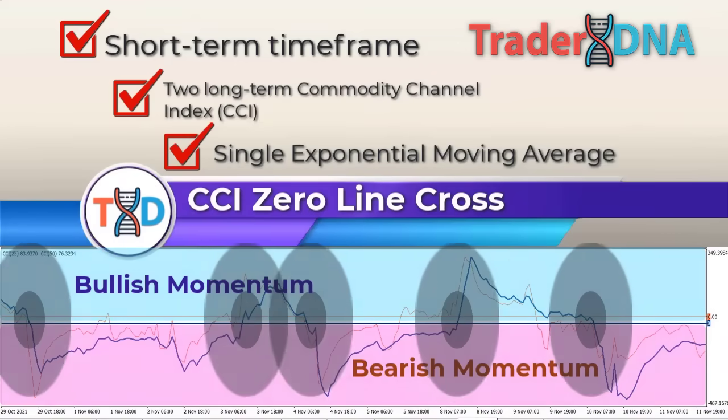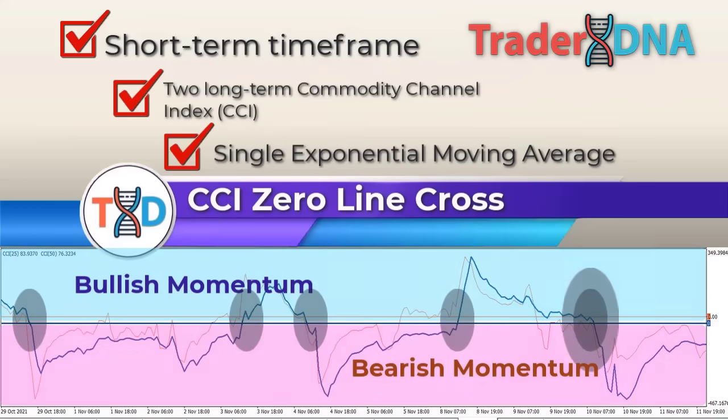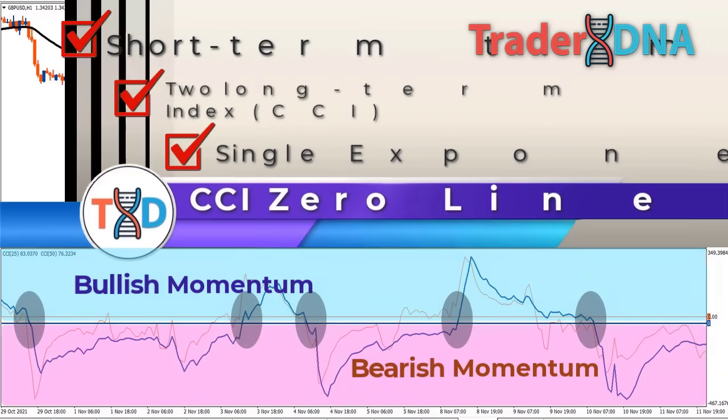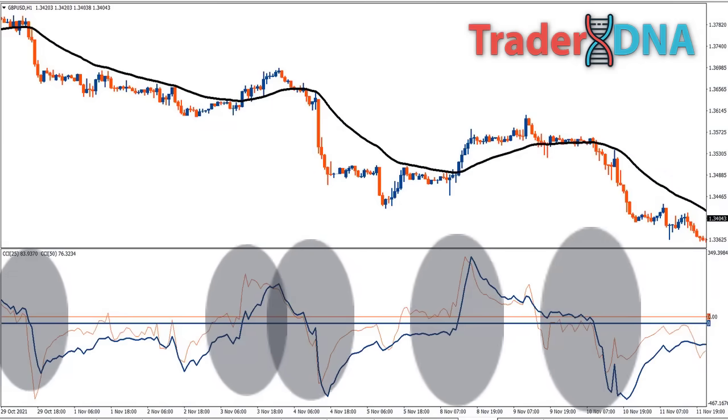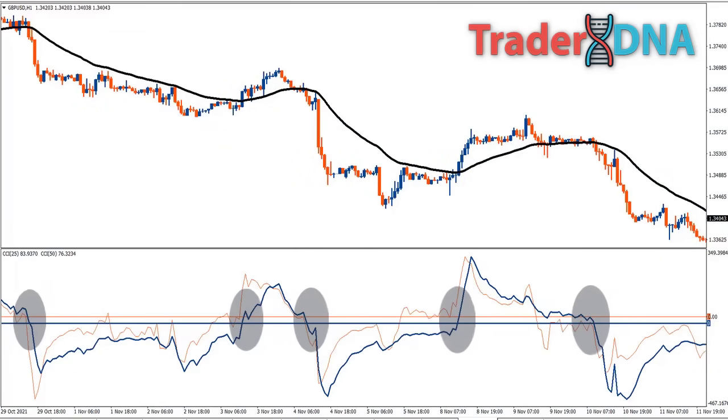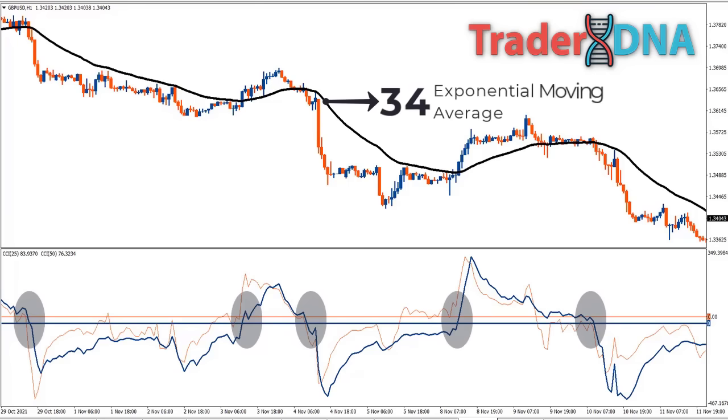When the CCI is crossing the zero line, the momentum is switching from one direction to the other. The CCI zero line cross trading system uses this change of direction as its entry point and uses the price in relation to the moving average as a direction confirmation.